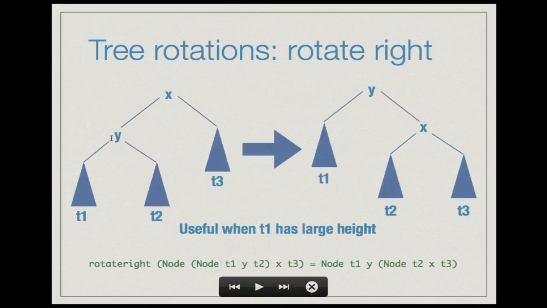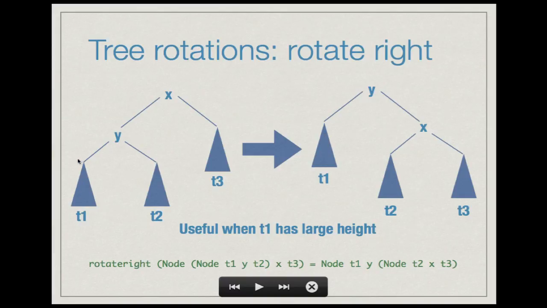Recall that y was earlier the left child of x, but now once we pull x down, x does not have a left child, so we can make t2 the left child of x. In doing this, we still maintain the binary search tree property.